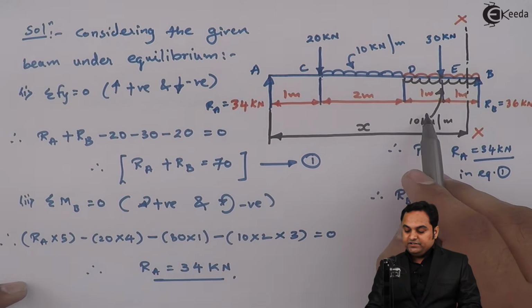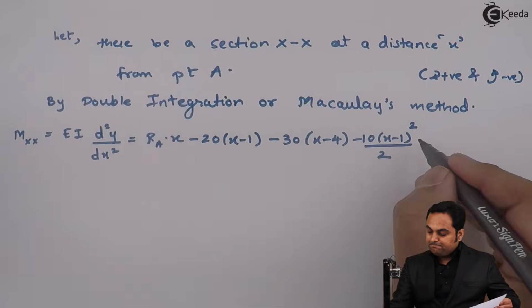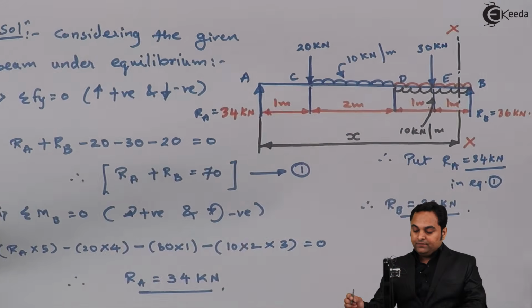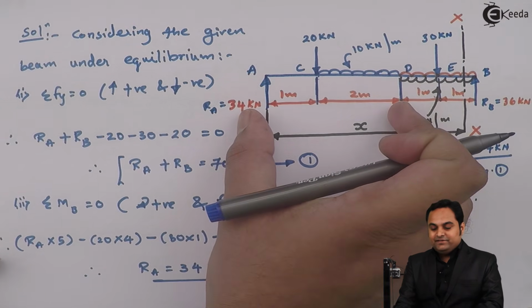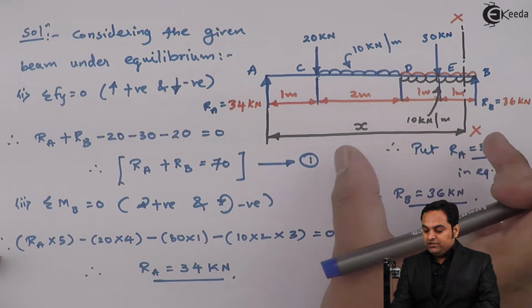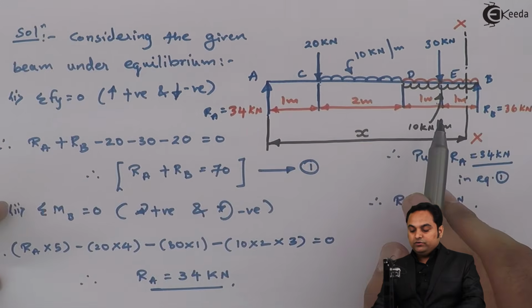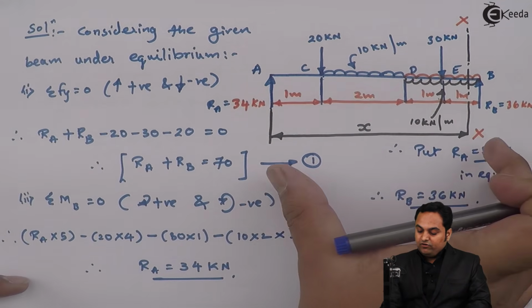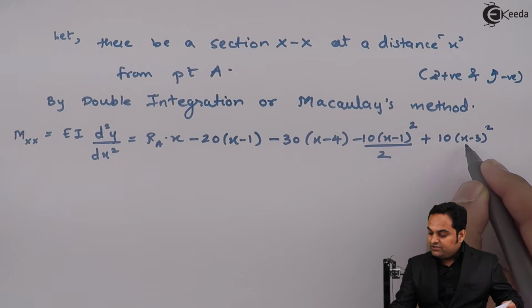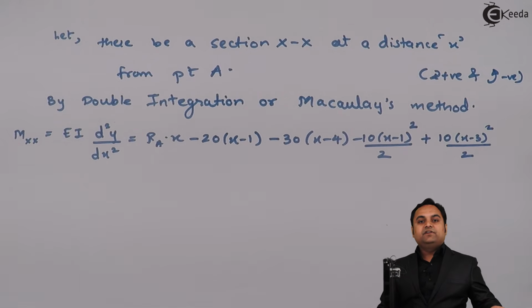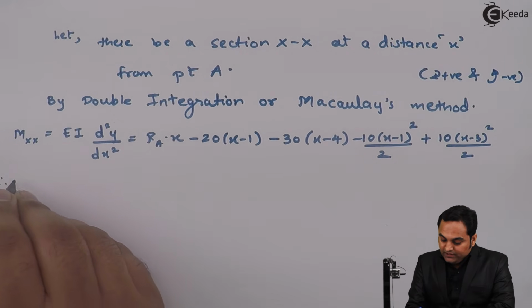Similarly, the UDL which is there at the bottom. Now if I consider this UDL, it is producing clockwise moment. So plus, intensity is same, 10. Now this UDL is acting at X minus 3, so it is into X minus 3. This gives me the value of UDL converted into point load, and it is acting at half of X minus 3. So here this becomes X minus 3 square, because it is acting at half of X minus 3. Now once I have reached here, I'll put the value of RA.